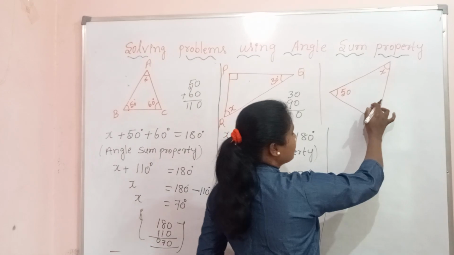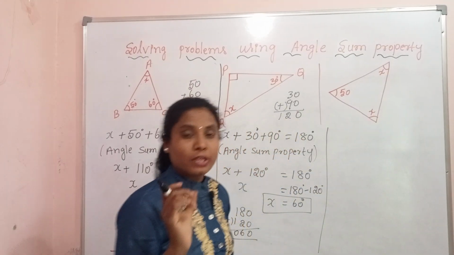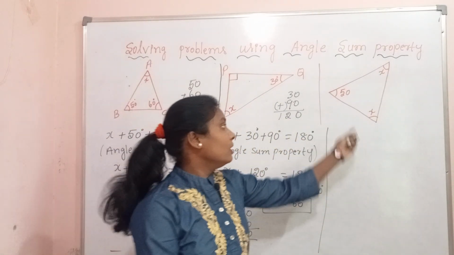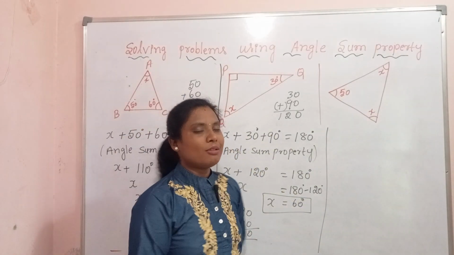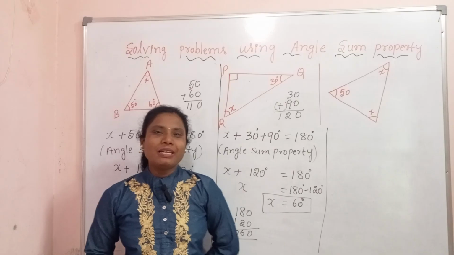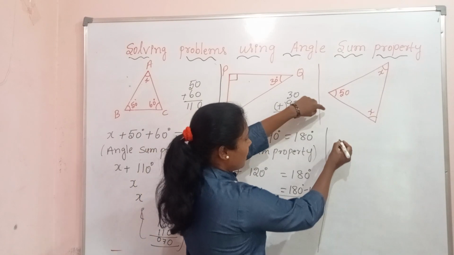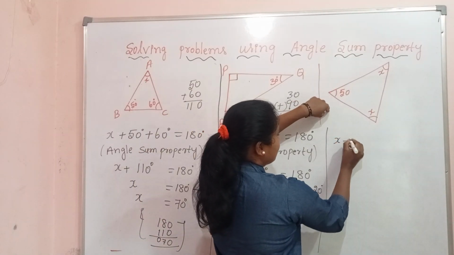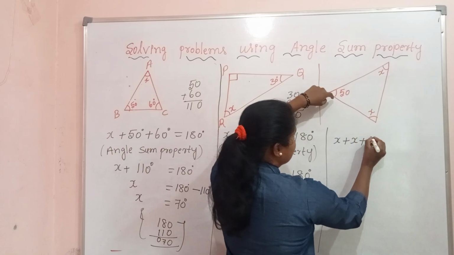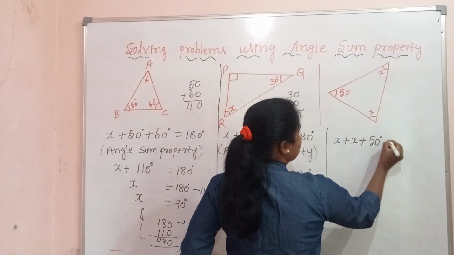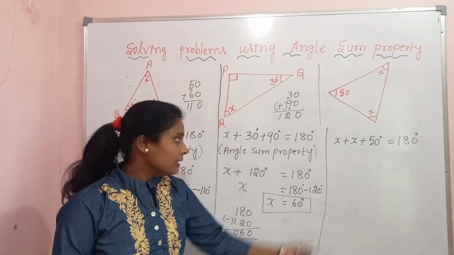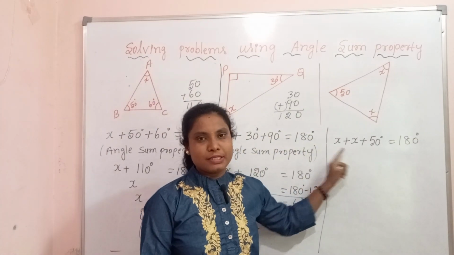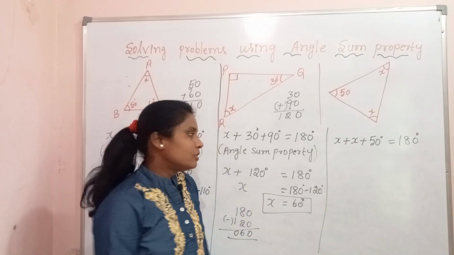Here, in two places they have given x, and only one angle is given as 50 degrees. How to solve this problem? It is very easy. We add all three angles: x plus x plus 50 equals 180 degrees. They have given x and x, so x plus x is 2x.